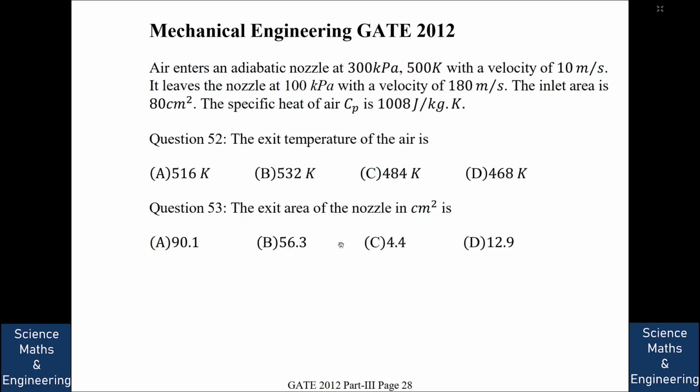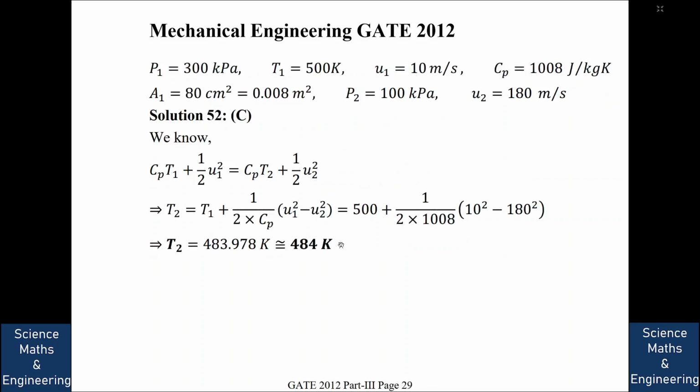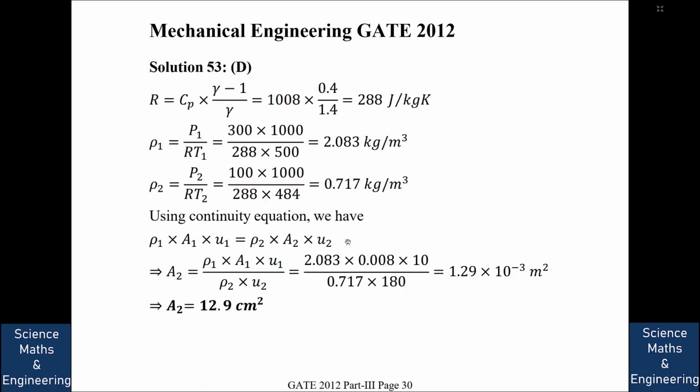Next, we were asked the exit area of the nozzle in centimeter square. Now, we know R is Cp into (gamma minus 1) by gamma. From here we get R. So we can determine rho 1. Rho 1 would be P1 by R into T1. Similarly, we can determine rho 2. Using the continuity equation, we have rho 1 into A1 into U1 is equal to rho 2 into A2 into U2. That is m dot 1 equal to m dot 2. So from here we can determine A2, which is equal to 12.9 centimeter square. So we'll go to the next question.